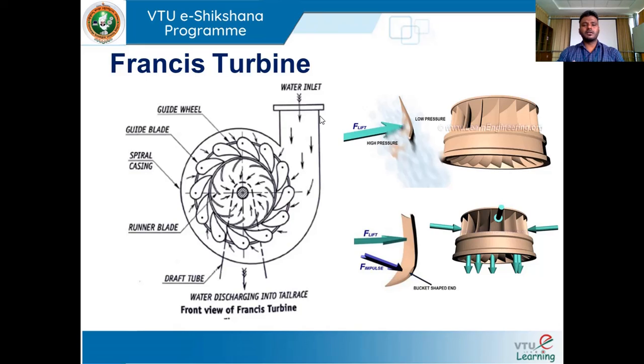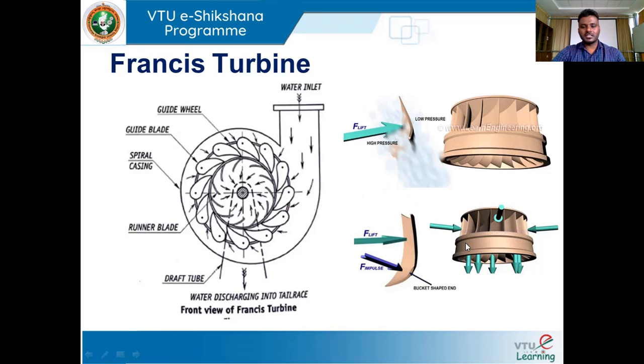So we can keep this Francis turbine in a pipe itself. That means we have one penstock, a large pipe, and we can mount this Francis turbine onto that large penstock and then generate electricity. For medium head application, this Francis turbine fits in. Here the entry of water will be in a radial direction.